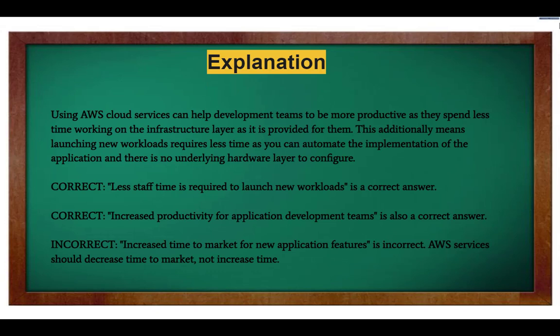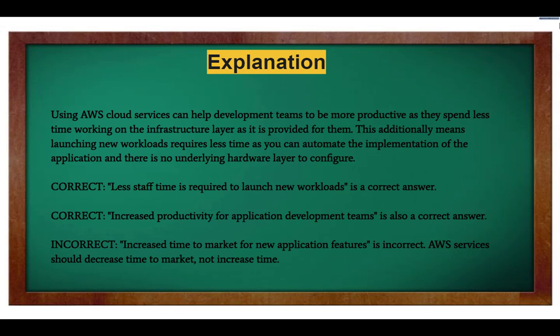Explanation. Using AWS cloud services can help development teams to be more productive as they spend less time working on the infrastructure layer as it is provided for them. This additionally means launching new workloads requires less time as you can automate the implementation of the application and there is no underlying hardware layer to configure. Correct, less staff time is required to launch new workloads is a correct answer. Correct, increased productivity for application development teams is also a correct answer.